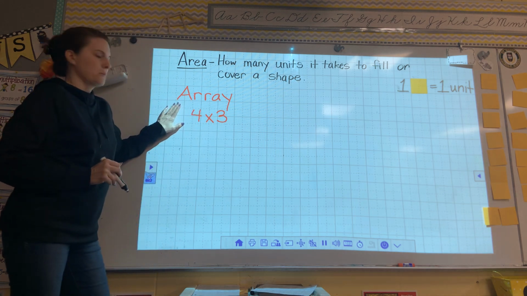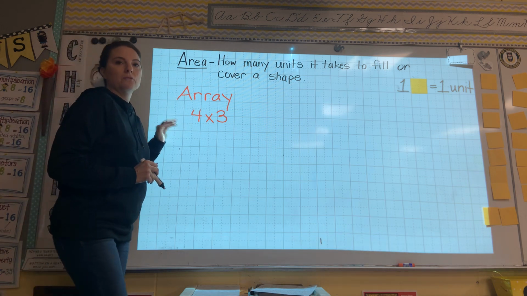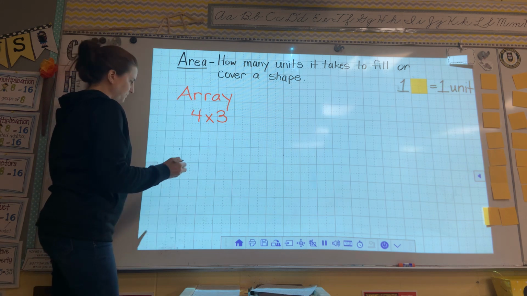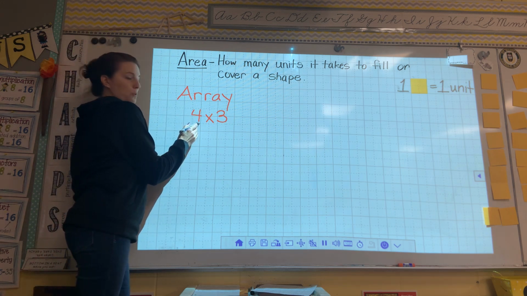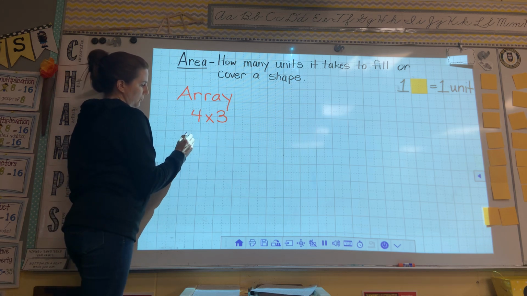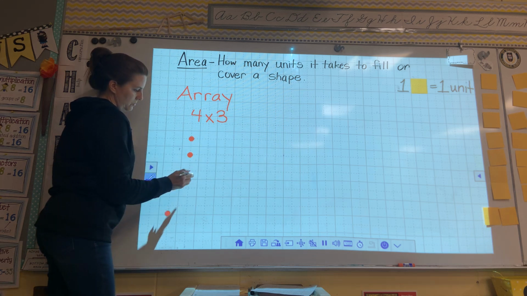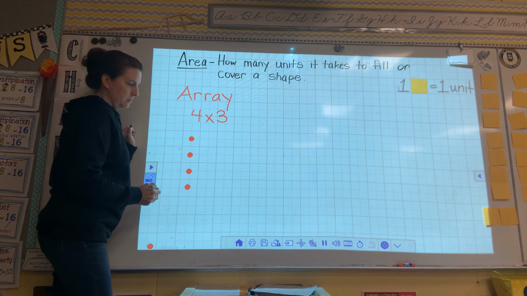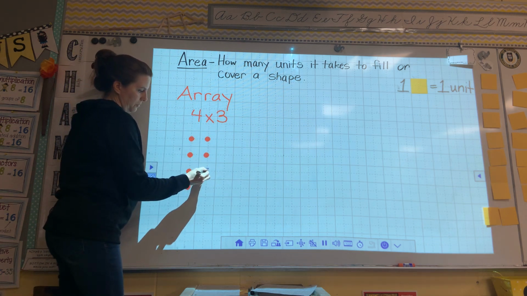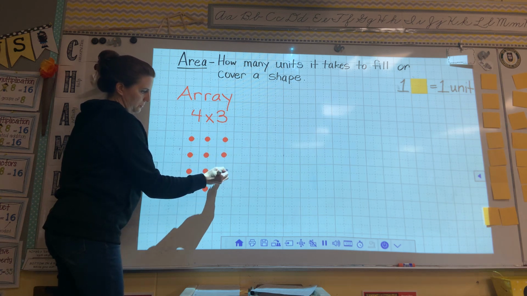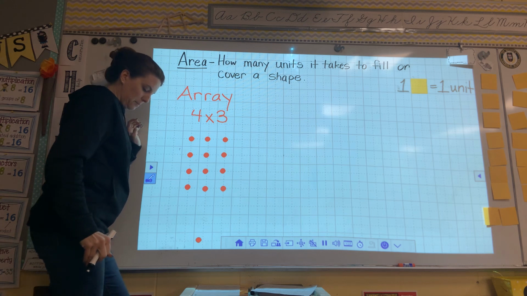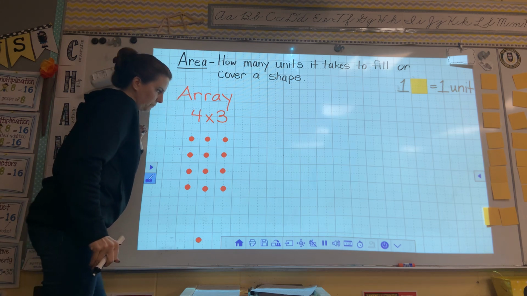So if we go back to an array, and we think of an array for 4 times 3, okay? What we're talking about is 4 rows with 3 in each row, okay? So let's do 4 rows, 1, 2, 3, 4, okay? And we're gonna do that 3 times. 1, 2, 3, 4, 1, 2, 3, 4, okay? An array is just a visual way to show a multiplication problem with a picture, okay?